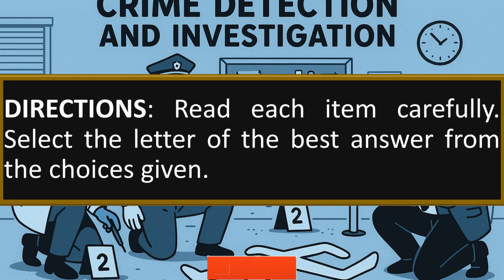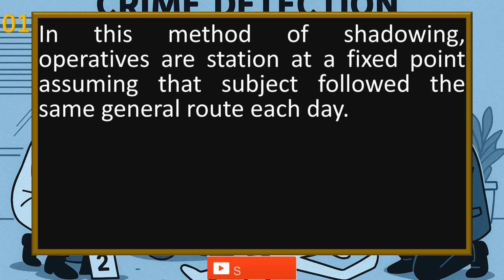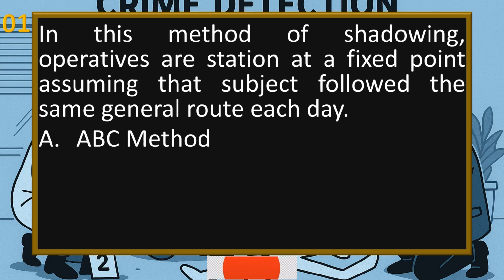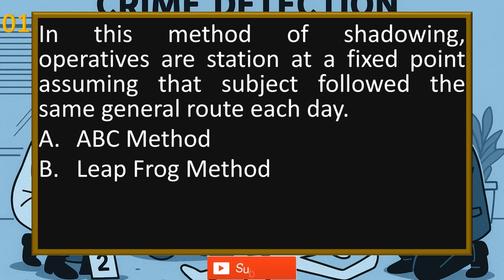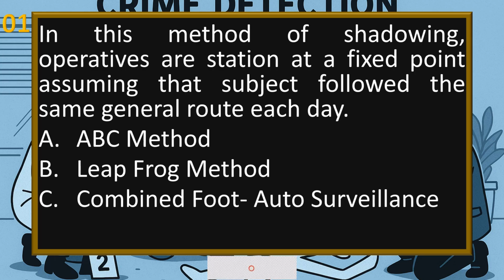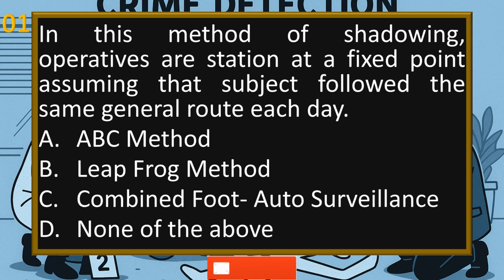Directions: read each item carefully. Select the letter of the best answer from the choices given. In this method of shadowing, operatives are stationed at a fixed point assuming that subject followed the same general route each day. A. ABC method. B. Leapfrog method. C. Combined foot auto surveillance. D. None of the above.